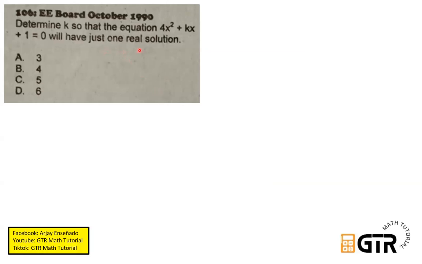Okay, so para malaman natin ang one real solution ng quadratic equation, ang gagamitin natin dito ay yung discriminant. Okay, so ano ba yung discriminant? So ang discriminant, yan yung nasa quadratic formula. So ang quadratic formula ay x equals negative b plus or minus square root of b squared minus 4ac all over 2a. So ito yung quadratic equation. Ang discriminant ay itong nandito. Okay? So yung radicand natin, so b squared minus 4ac. So yan yung magsasabi kung ilan ang solution natin.